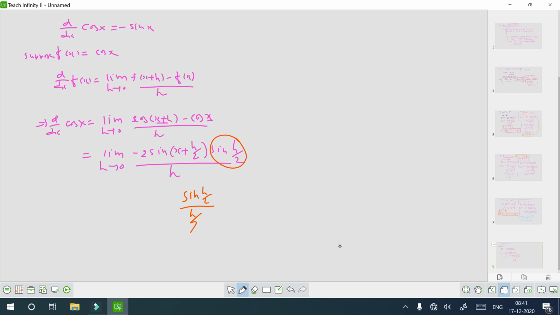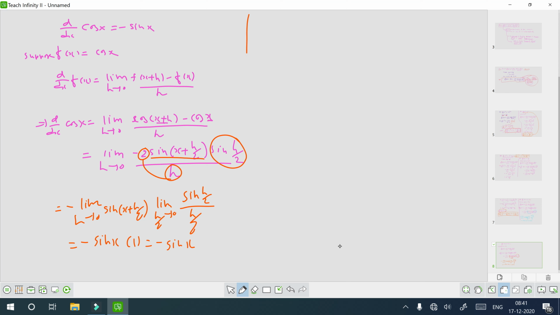Over we need h by 2. H is here. Take 2 here. So limit h by 2 tends to 0. Remaining term, minus sign is there, so take it outside. Limit h tends to 0, remaining term is sin of x plus h by 2. Put limit: sin x, and this one is 1. So it comes out minus sin x.